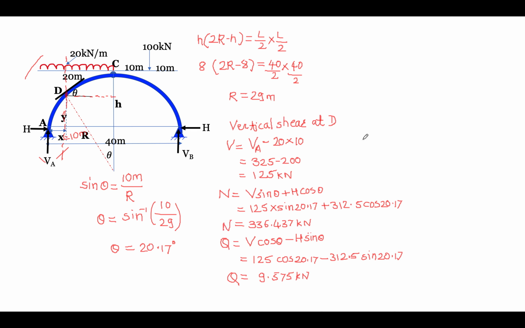So at this point, this is the normal thrust we got, and Q is our radial shear. So these are the values we have calculated here. So our final solution is this.